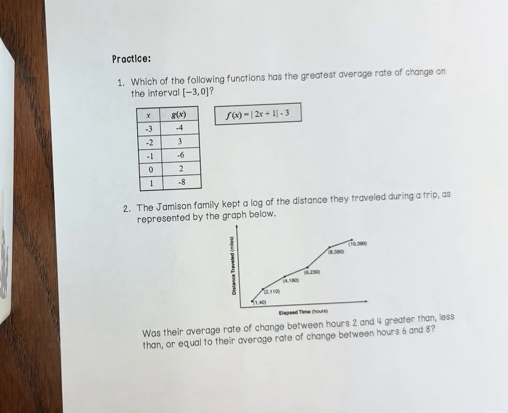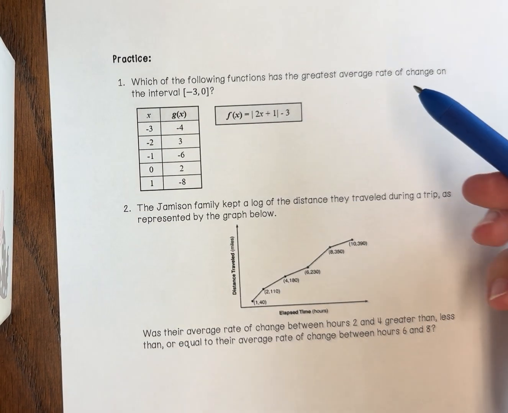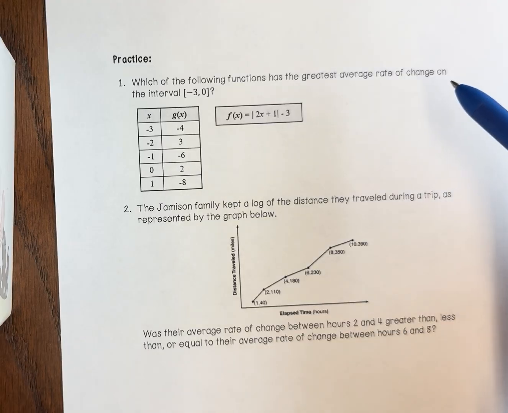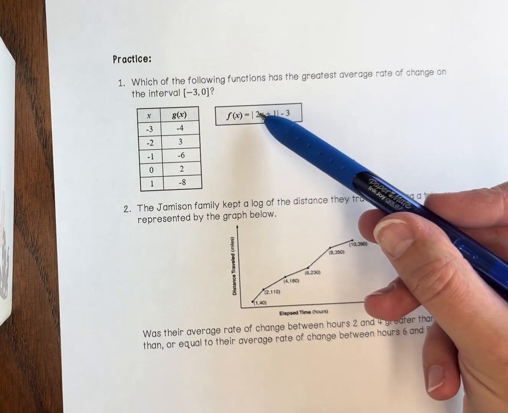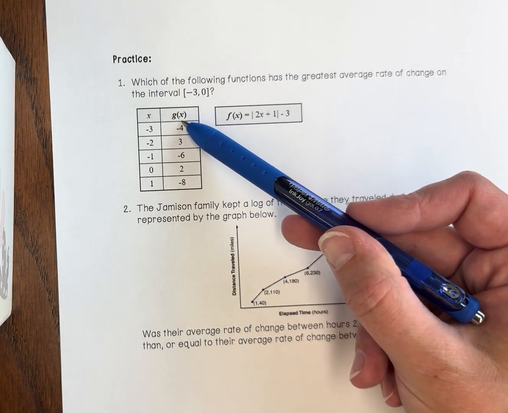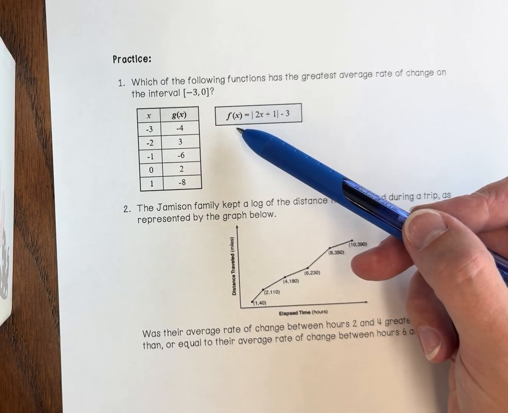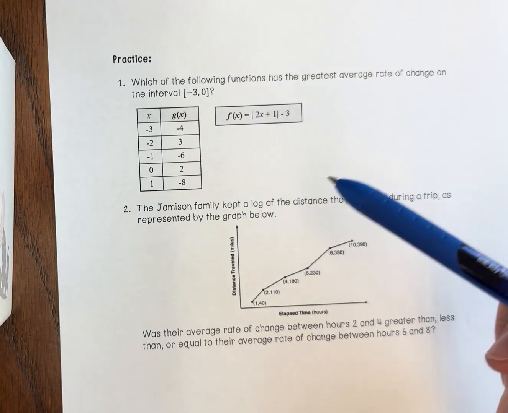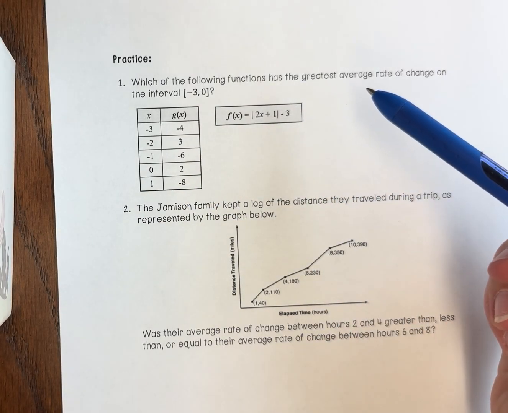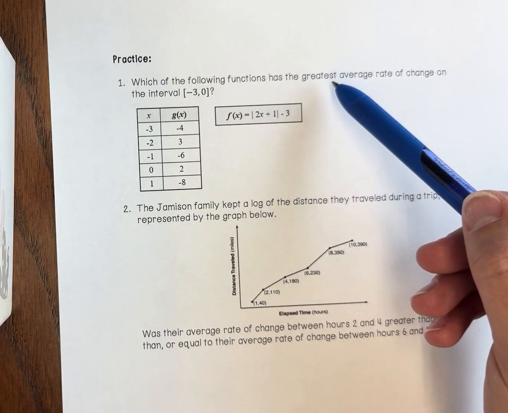It says, which of the following functions has the greatest average rate of change on the interval negative 3 to 0? This is a great question that's very similar to what you would see on the Regents, where you have to compare two functions. Notice one of them is labeled g of x and the other one is labeled f of x. So it's going to be two different slopes that we're going to calculate, and we're going to find which one has the greatest answer.